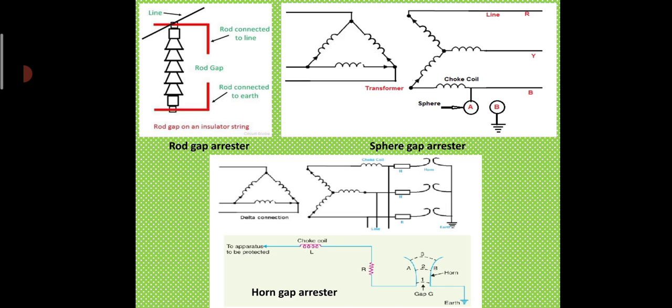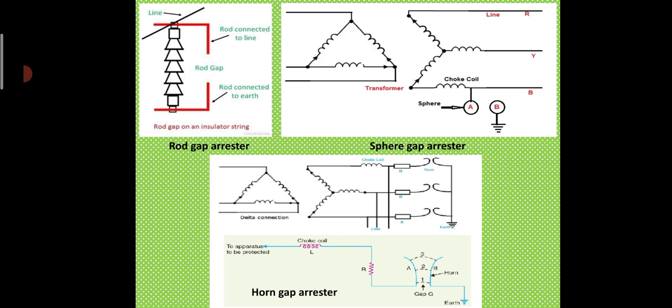It is connected between the line and earth. In normal conditions, the air gap is sufficient for the line voltage, so the current does not flow to the earth through the diverter. But when the traveling wave comes on the line and reaches some voltage, the breakdown of the air gap occurs and the arc is produced, so the diverter gives a low impedance path.